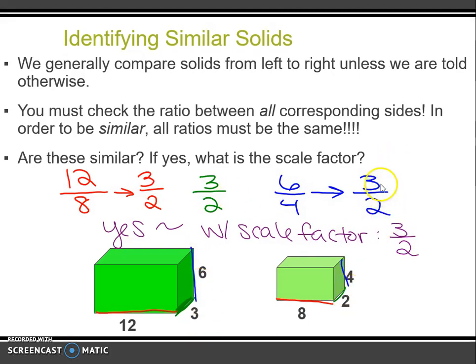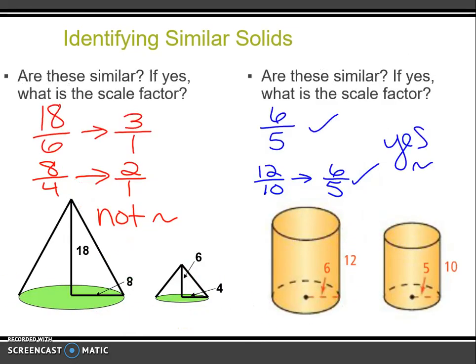That reduces to 3 over 2. So when you reduce each fraction, you get 3 over 2. So for everything corresponding, they all have to have the same scale factor of 3 to 2. Then these two 3D figures are similar figures. So they must have the same scale factor. So just go left to right, each corresponding side, and make sure they have the same thing.